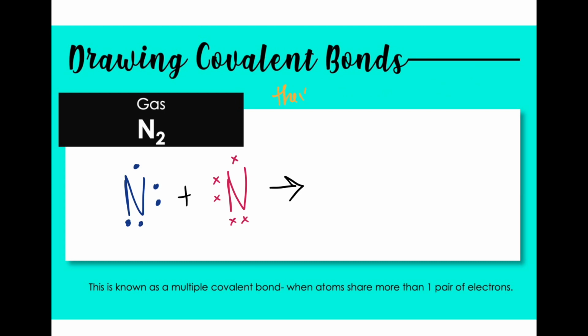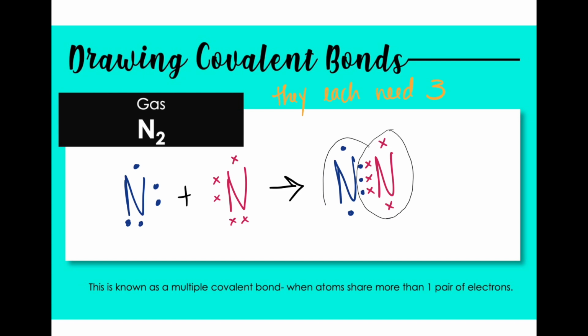But in the final part, you need to figure out how many they need to share in between them. If it has 5, each needs 3 more. And so if I put 3 in the middle for the first one and 3 in the middle for the second one, and then the remaining ones on the tops and bottoms, I can have a stable nitrogen with 8 on each side. Okay, so I know in the past we didn't do more than 2, but here you have to do 3 pairs to give each one 8.